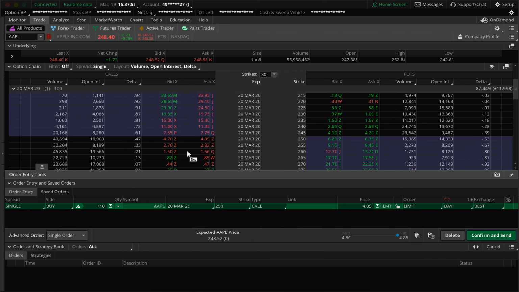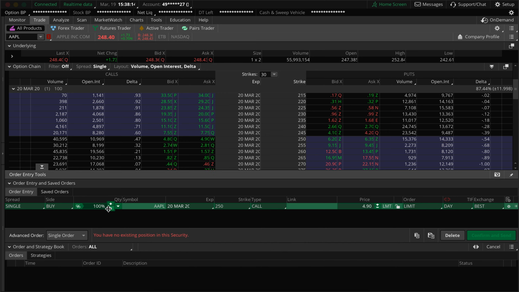So on the order entry, you're going to see what side you want to buy on. You obviously want to be on the buy side, not the sell side, because we're not writing contracts. We're buying first. Then you could go by quantity. So if you want to buy 5 contracts, if you want to buy 1 contract, you just change the quantity.